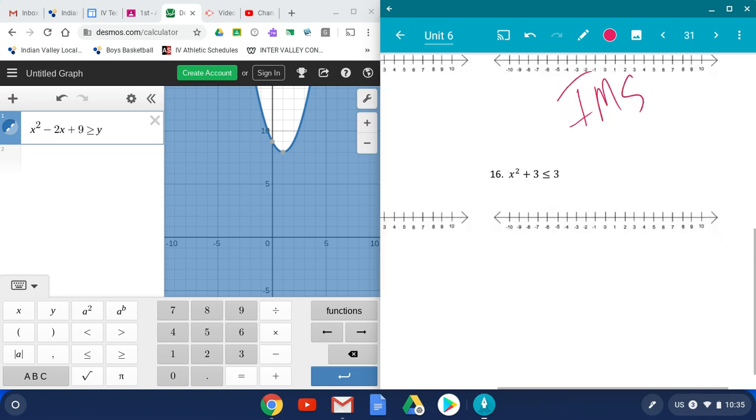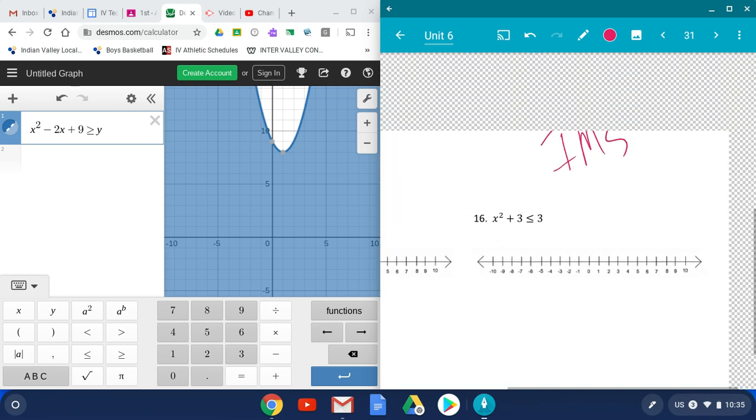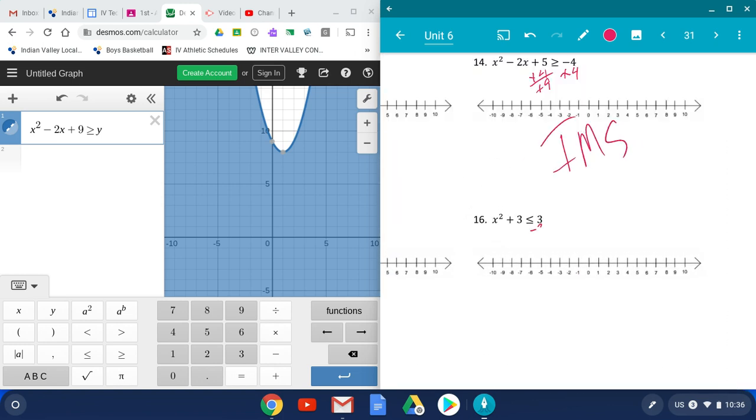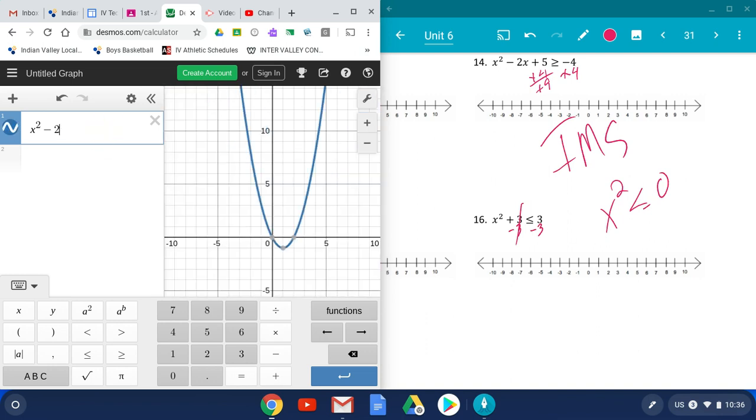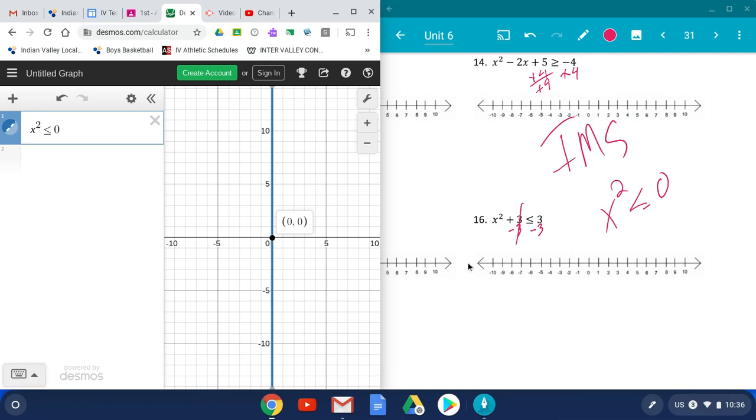Cool. It's the last problem, number 16. So I got to subtract 3, those cancel. So I'm left with just x squared is less than or equal to 0. One solution at 0.